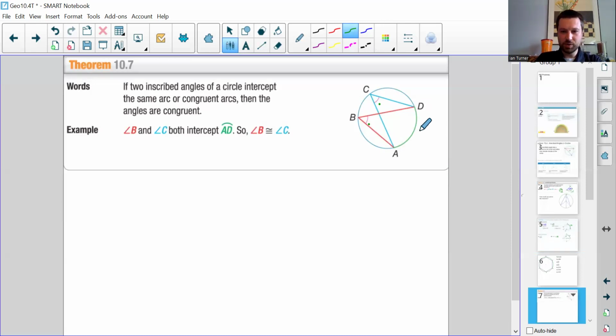Let's just say that was a nice 100. Well, they're both intercepting a 100-degree arc. So both of these are 50. And so you know that they've got to be congruent. That's just kind of how it works. Nice little easy theorem. It's just, again, making sure you can see which angles are going to which arcs. Sometimes it does look a little confusing.